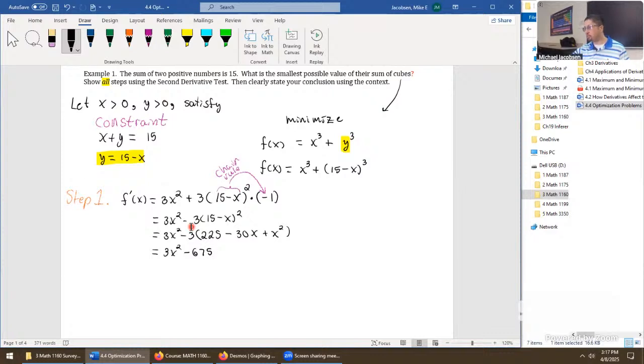675. Let me double check that. 225 by 3. Yeah, 675, plus 90x minus 3x squared. And this is kind of a nice little bonus. It doesn't always happen algebraically, but we have a cancellation. The power 2 term is canceled out, so the complexity in the equation solving has gone way down now. Now it's just 90x minus 675.